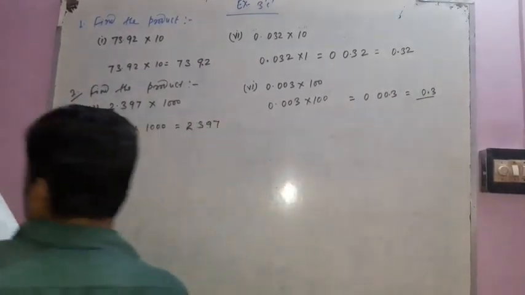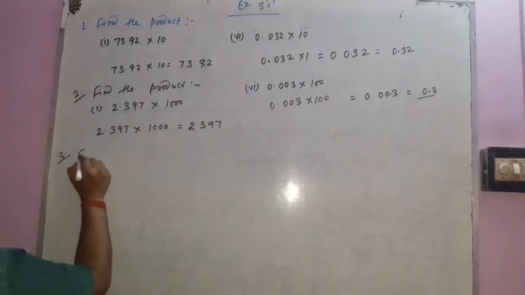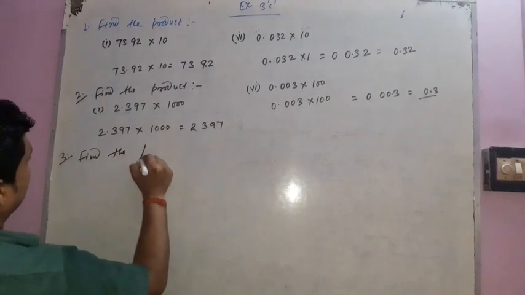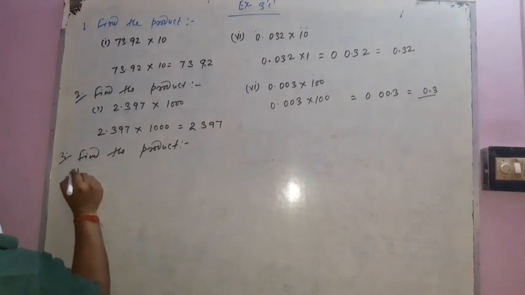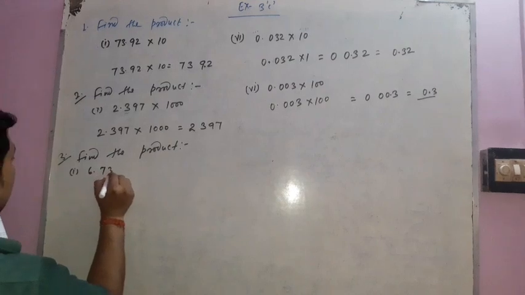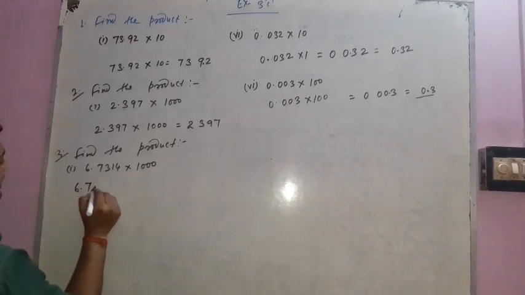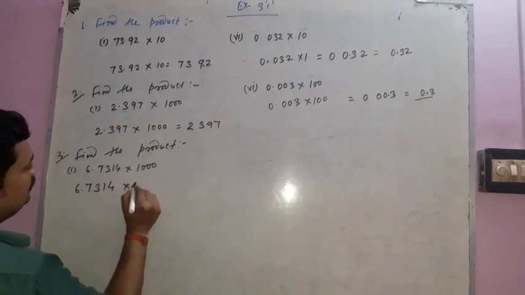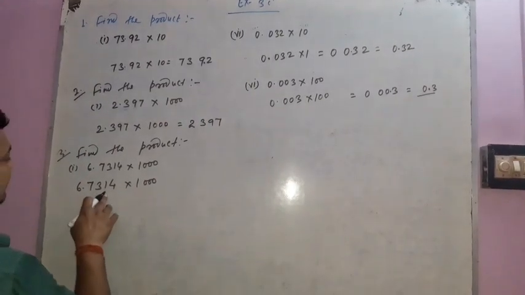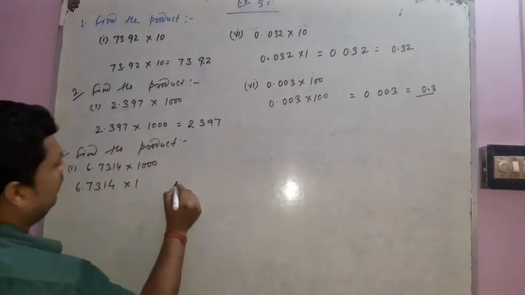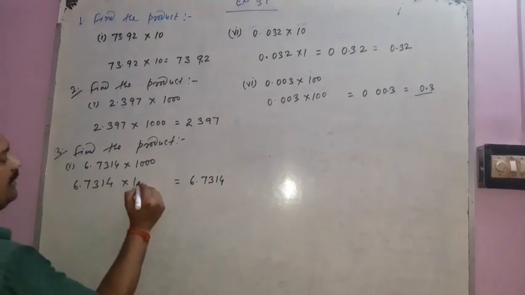Similarly, the third question we have to solve. Here also we have to find the product. The first question here is 6.7314 multiplied with 1000. What we have to multiply? 6.7314 with 1000. So first we will multiply 6.7314 with 1. What result will we get here? 6.7314.